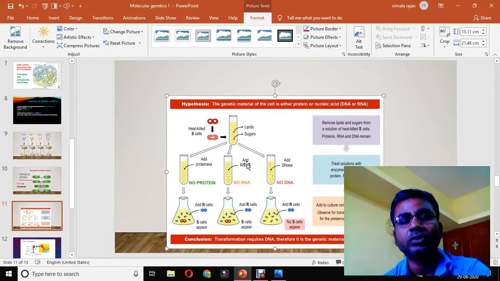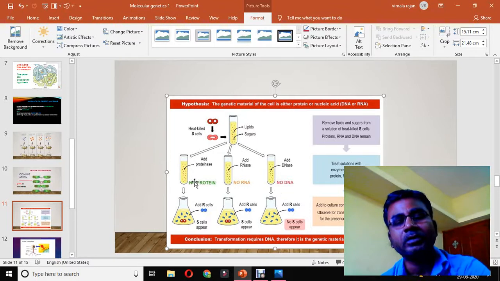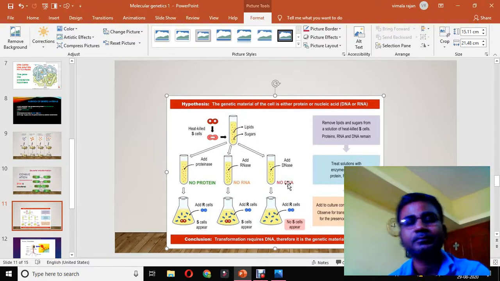The second test tube, what is the enzyme added? RNase. So this enzyme will destroy RNA. As a result, there is no RNA. In this test tube, DNase enzyme will destroy DNA. As a result, what will be absent in the mixture? No DNA. There is no DNA. So here no protein, here no RNA, and here no DNA.